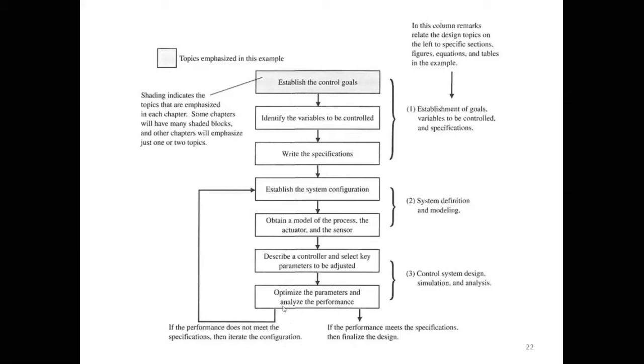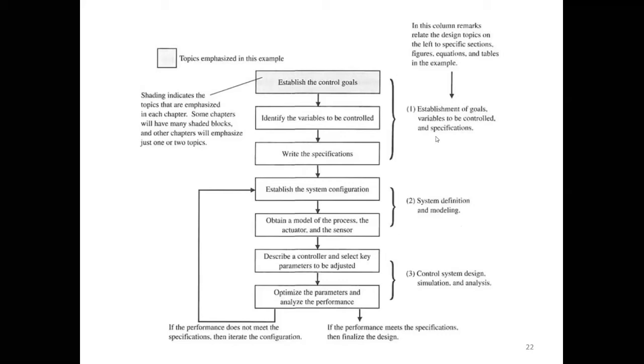the parameter. So if it does not work, then you have to go again here, establish the system configuration. If all things are correct, then you can finalize the design. So the first three are the establishment of goals, variables to be controlled, and the specification. The second two are called the system definition and modeling. And the last two are called the control system design, simulation, and analysis.